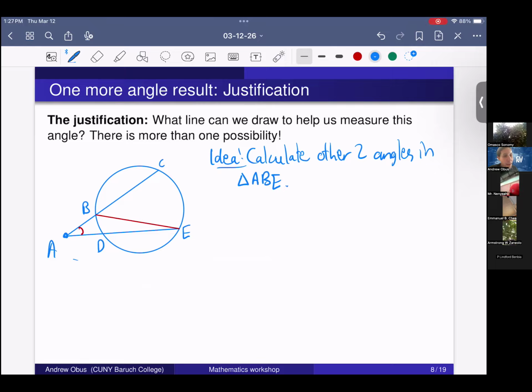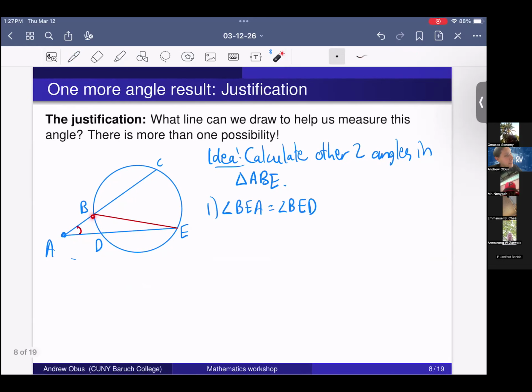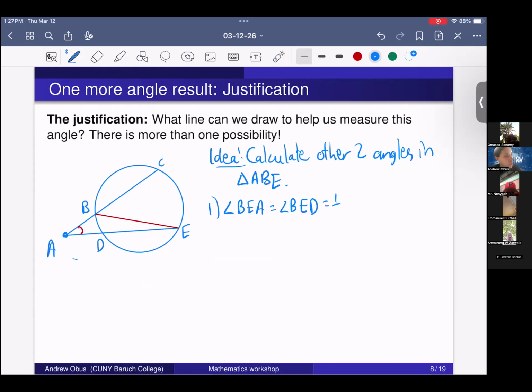Well, angle E is not so bad. What is angle BEA? Angle BEA is the same thing as angle BED, because D is just a point along the line. It doesn't change the angle whether I call it D or A. This is an inscribed angle in the circle, which means that its measure is 1/2 arc BD. So this is 1/2 the measure of arc BD. Is that okay? Is that clear?